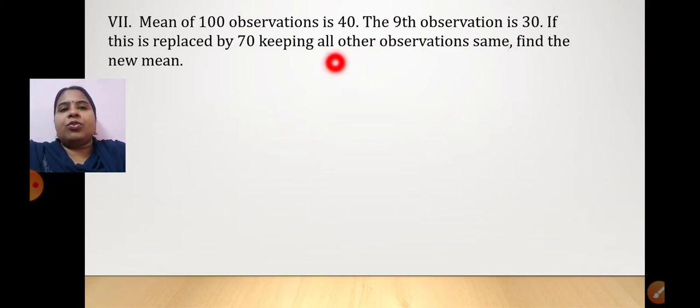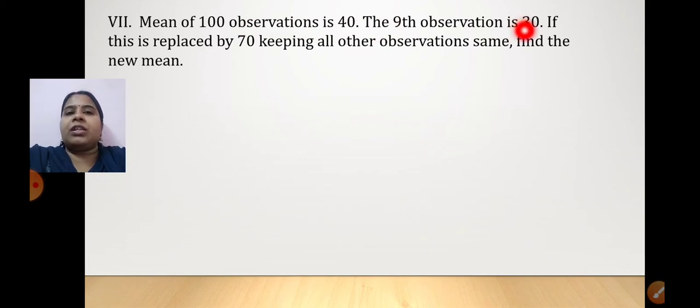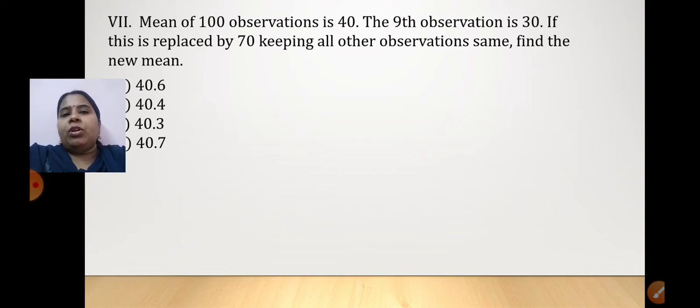Now let us understand the question. There are 100 observations, okay? Mean of 100 observations, what is the answer given to us? 40. Now they are telling us out of this 100 observations, the ninth observation is 30. Its value is given as 30. Now they want to replace this 30 by 70. Obviously if the number is being changed, the mean also will change. So the question asked is, if we replace this 30 by 70, what will be the new mean? Okay, so this is the question. The options for this are 40.6, 40.4, 40.3 and 40.7.